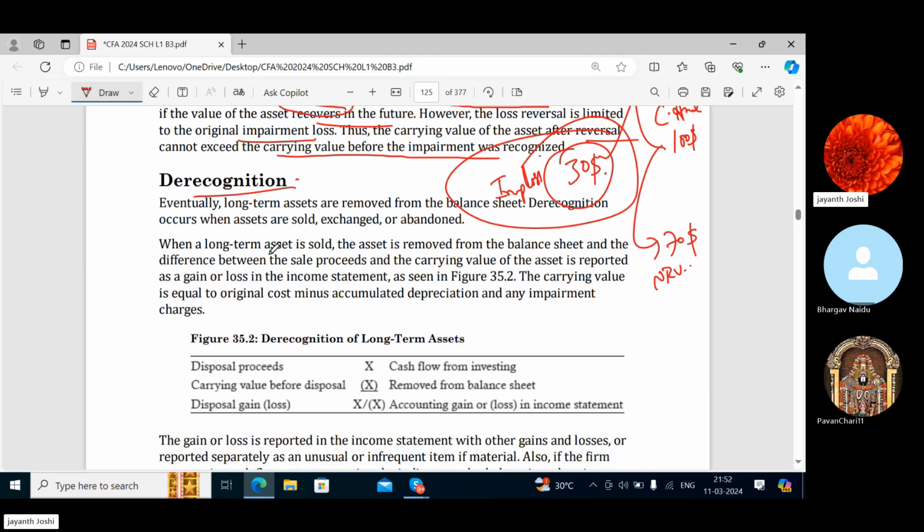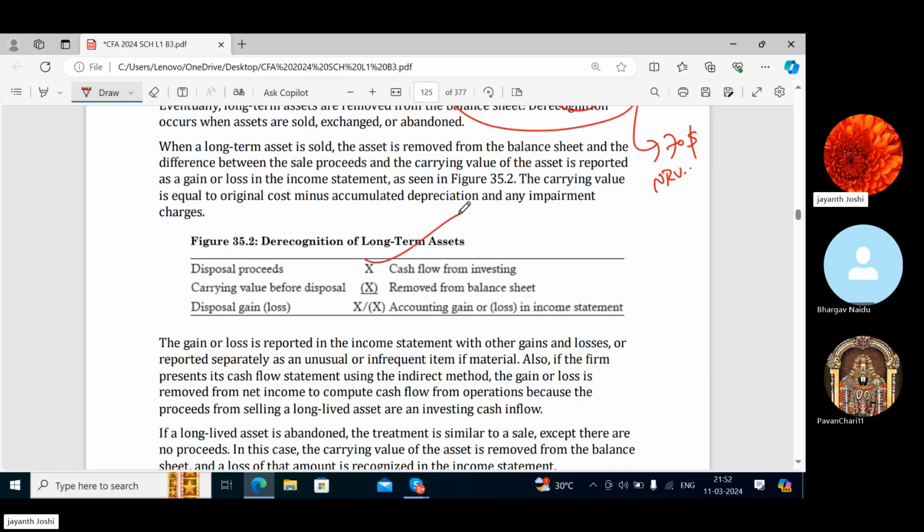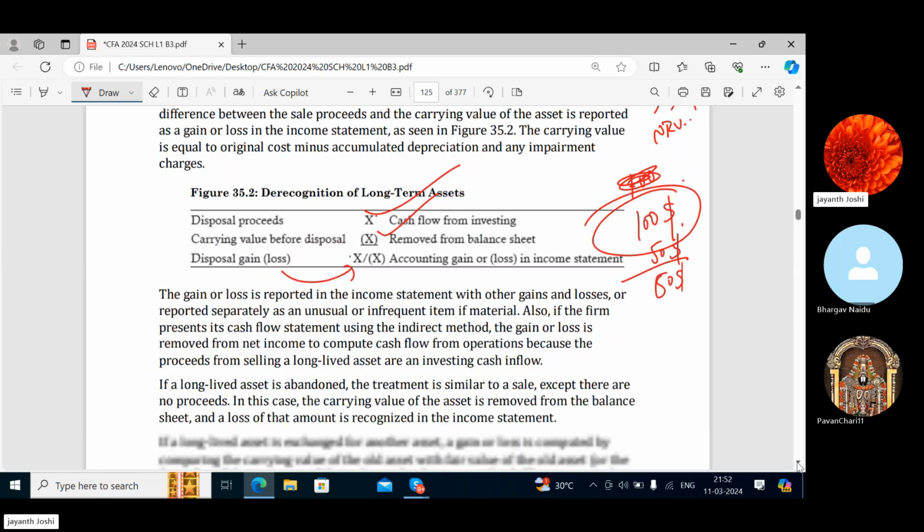Derecognition: when you are selling the asset, you have to remove the asset from the books. That means you are getting $100 for selling the asset, and after 5 years, with depreciation deducted, the asset value is $50. So $50 is your gain from the asset, and now this asset which you are selling will never be recognized in the books.